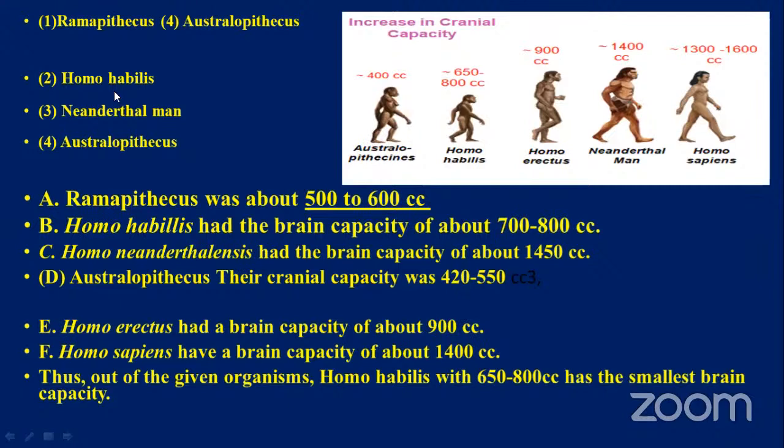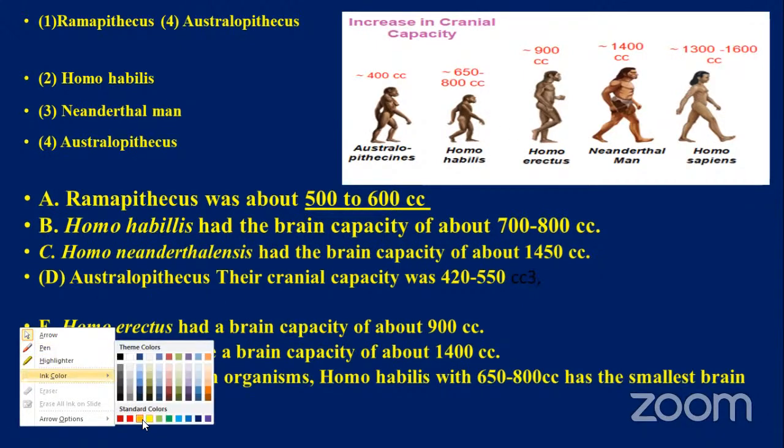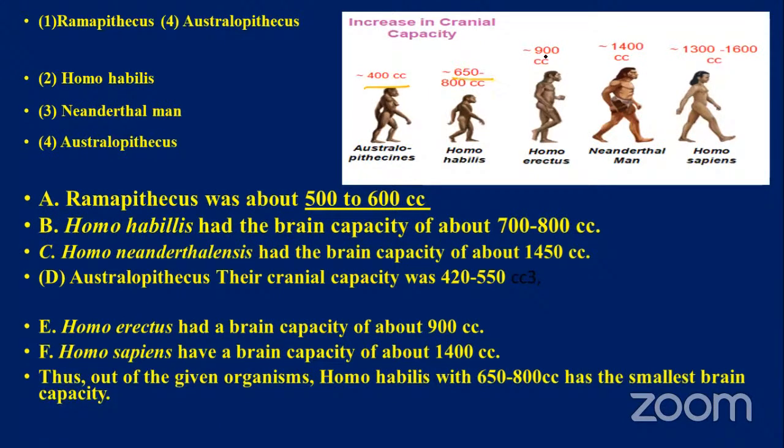Okay. The others, Homo habilis. Homo habilis had a brain capacity about 700 to 800 cc. Australopithecus 400 cc. Okay. And then the Homo Neanderthalis, where is it? Neanderthal man, 1400. The cranial capacity gradually increases, just imagine. So you must note which one is the first one. So 400 cc, 650, 900, 1500, sorry, 400 and 1600.